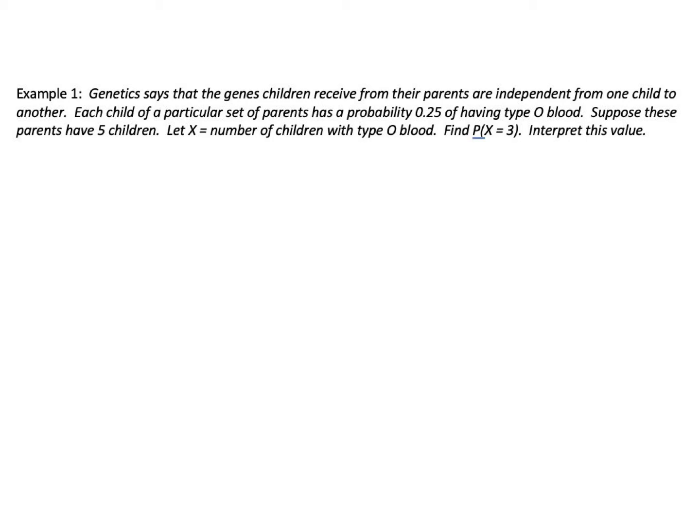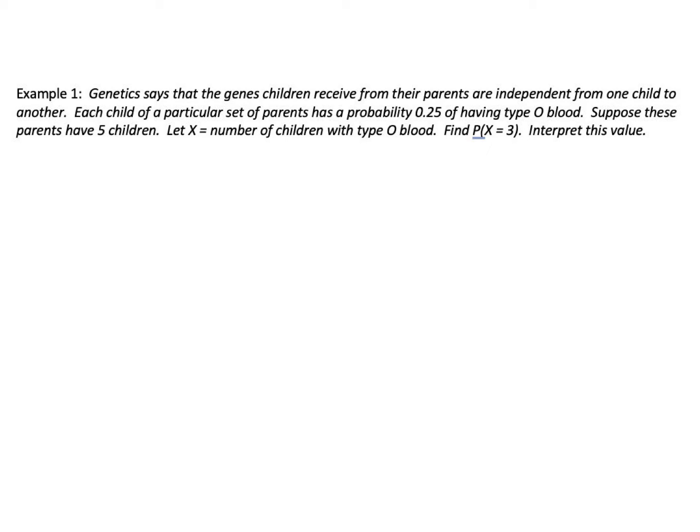So here's an example from your text. Genetics says that the genes children receive from their parents are independent from one child to another. Each child of a particular set of parents has a probability of 0.25 of having type O blood. Suppose these parents have 5 children. Let x equal the number of children with type O blood. Find the probability that x is equal to 3, and then interpret this value. So what is this indicating?